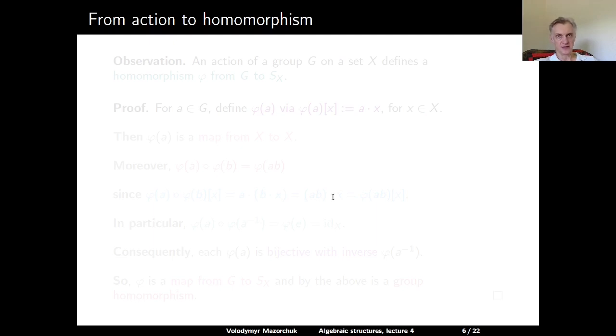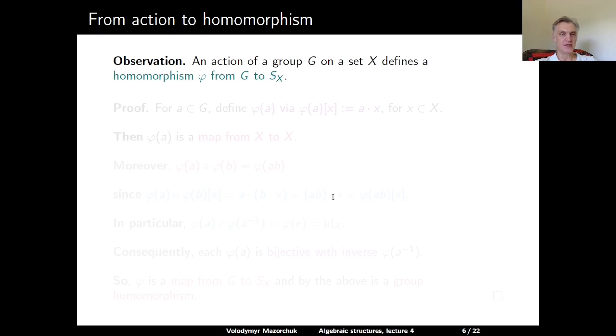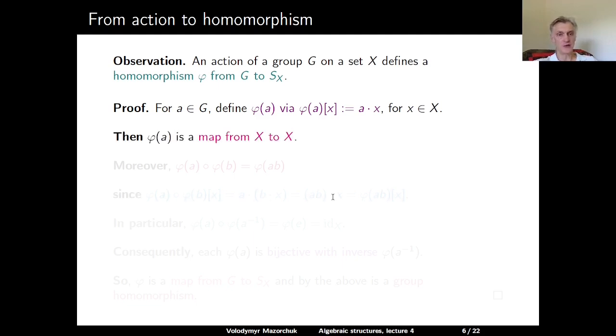Now let us give an alternative definition of an action. To start with, let us observe that an action of a group G on a set X defines a homomorphism, which we denote by phi, from G to the symmetric group S_X. Proof. If A is an element in G, we define phi of A as follows. Phi of A applied to x is equal to the output when we act by A on x. Then, of course, phi of A is a map from X to X.